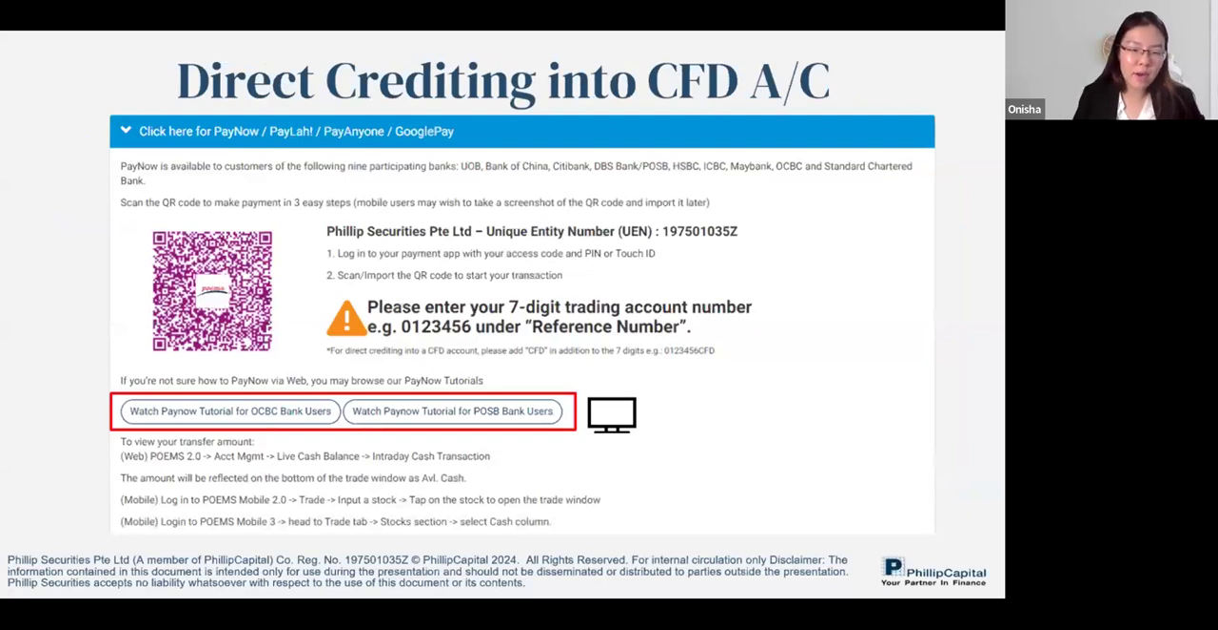The easiest is the direct crediting into CFD account. So you can use PayNow. Once you use the PayNow function, you need to input your 7-digit trading account number, then CFD, so that they will know that you are crediting into CFD. So you need to put something like that. For example, your 7-digit number, and then you put CFD here, so that our team will know that you are directly crediting into your CFD account. Or you can view the tutorial video that we have there, so that you know how to use PayNow to credit your funds.